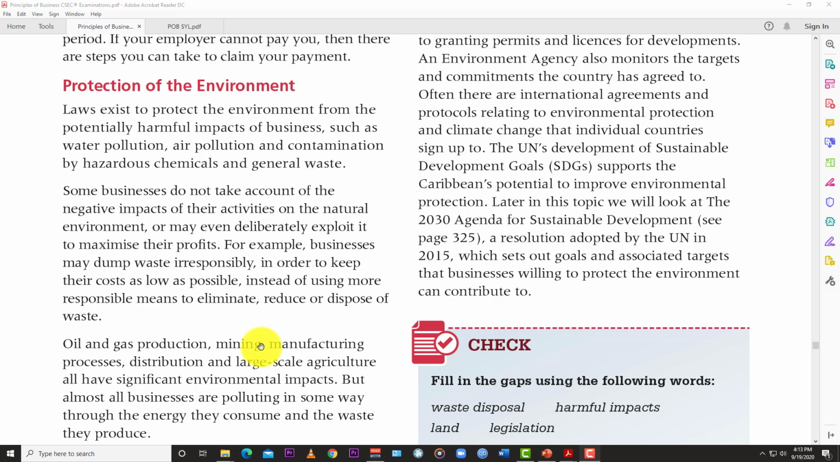So you can't just have people dumping what they feel like anywhere. You need to have protection out there. So you have laws to protect the environment from potentially harmful impacts of businesses such as water pollution, air pollution, contamination by hazardous chemicals and general waste. Because the reality is, it's cheaper for certain companies to just dump their stuff anywhere they want to, in the water, in the ocean, in the river. It's cheaper.